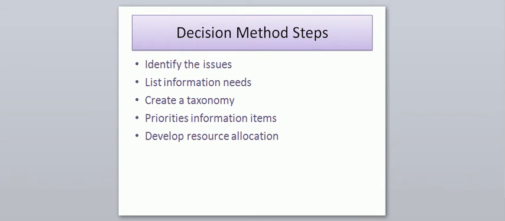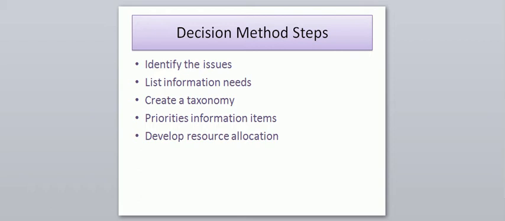The first step is to identify the issues that decision makers would most likely face and the decisions to be made. The second step is to list the information needs for each decision we are to make. The third step is to create a taxonomy, which is a way by which we classify the information gathered. The idea is to match similar information gathered together in order to see what other information we could need.